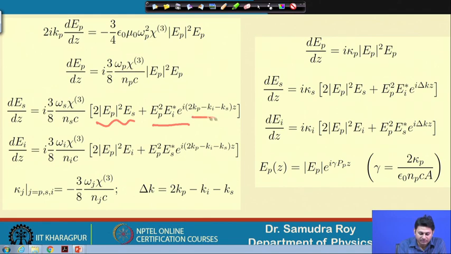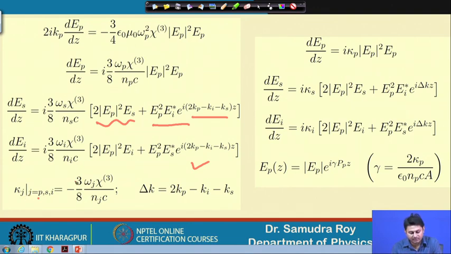The exponential term will be modified, because on the right hand side we have e to the power i k z, and it will come to this side. So, we will have 2kp minus ki minus ks. This is our phase term. In a similar way we will have an expression for the idler. Now, if I write this coefficient as kappa, which is 3/8 omega j chi 3 divided by n j c, where j can take the values p, s and i, then we have kp, ks and ki for these three coefficients.